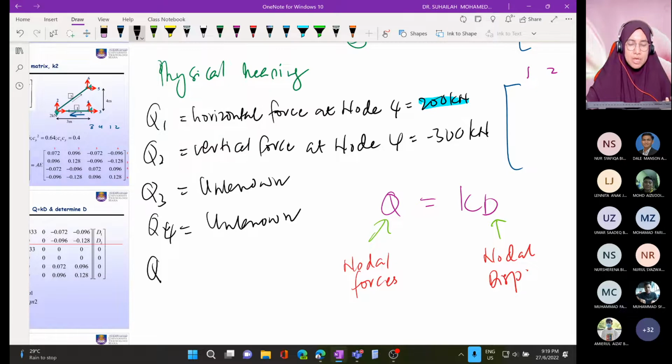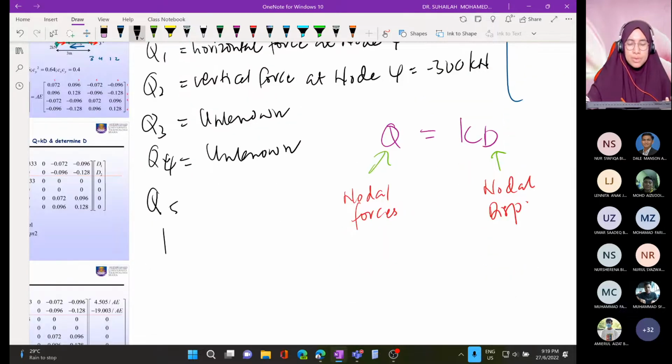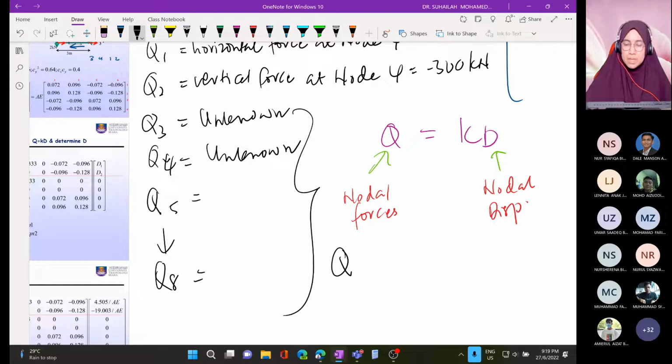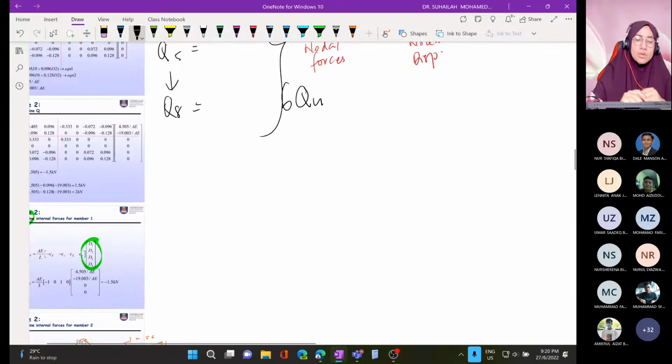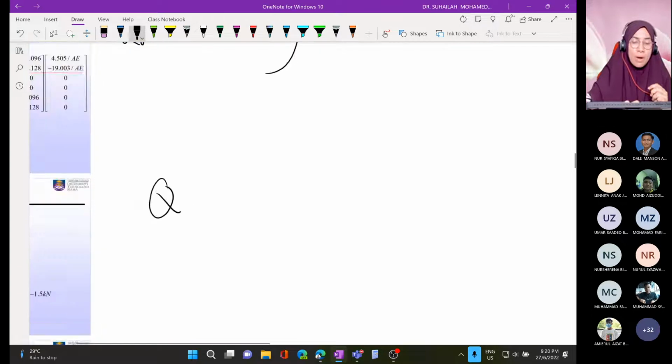Okay, sampailah Q8. So all 6 unknown reactions. Okay, yang ni Q. So this Q can be transformed.